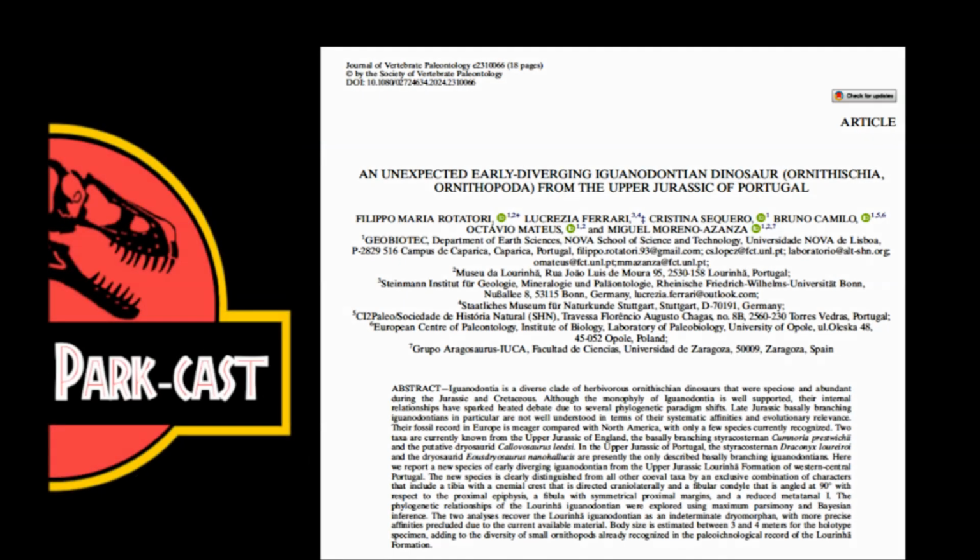Our next news story is an unexpected early diverging iguanodontian dinosaur from the Upper Jurassic of Portugal, from the March 2024 edition of the Journal of Vertebrate Paleontology, in which they describe a new species of iguanodontian. Hesperonyx martinhotomasorum is a new, very general, very basic, unremarkable ornithischian of the late Jurassic period.